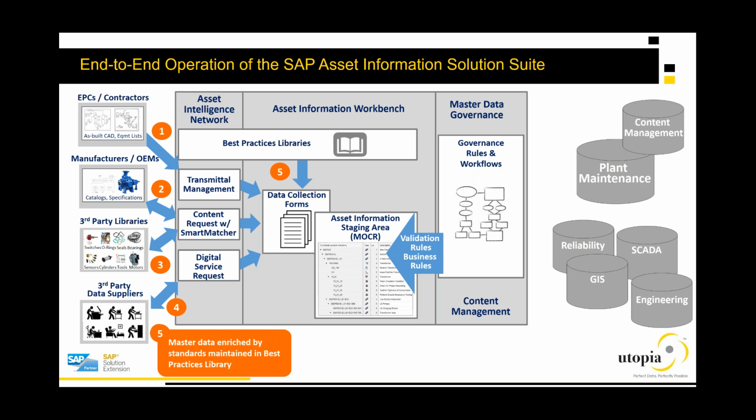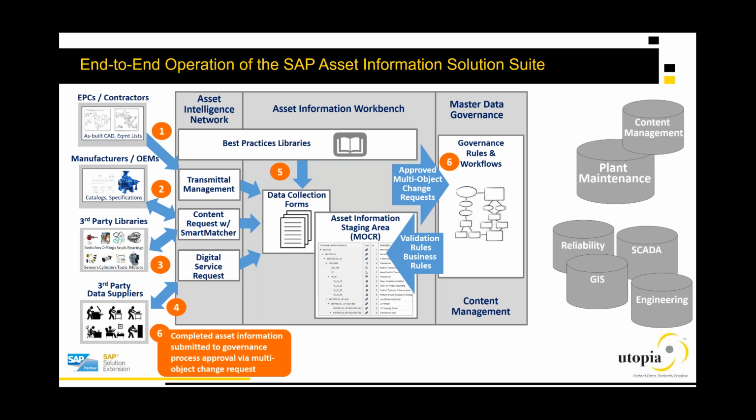Once you have that information in the Asset Information Workbench, then you can apply your own best practices libraries. These are libraries where you have decided what you want your maintenance plans and task lists to look like. What are the structures? What are the business rules that you're going to apply? And then by using those best practices libraries, you can take that generic information that you've acquired through the Asset Intelligence Network, through these various sources, and combine it together until you have what's called the MOCR, the Mixed Object Change Request. This can then be used to review what the structure is going to look like before you put it into your SAP system.